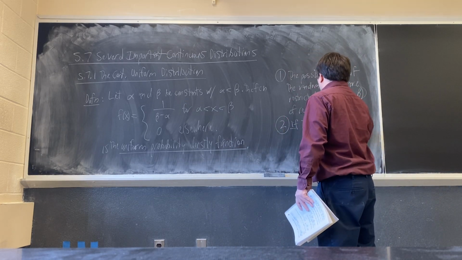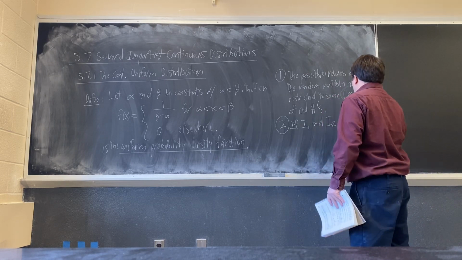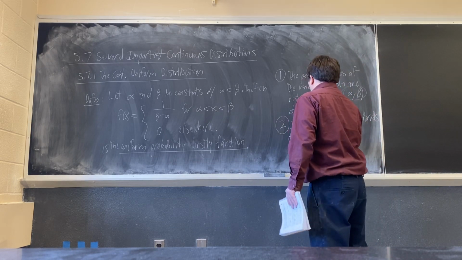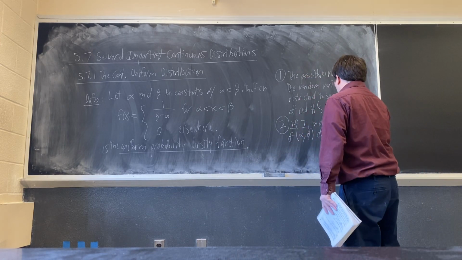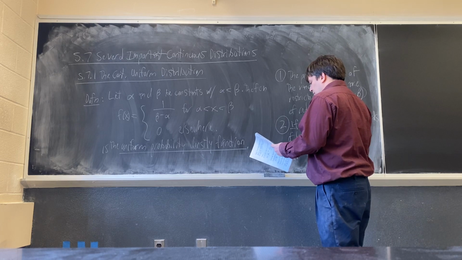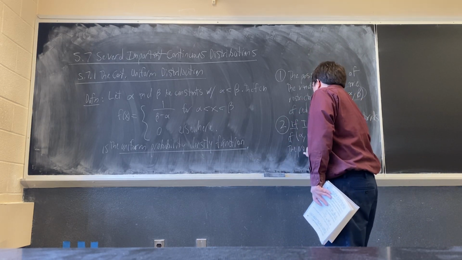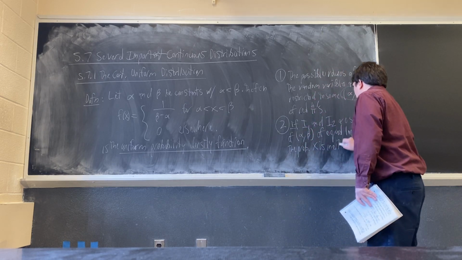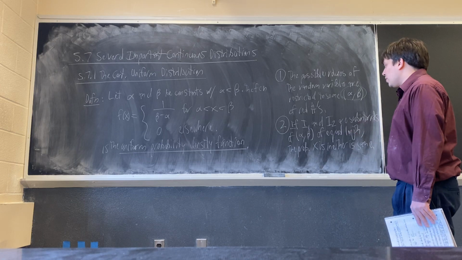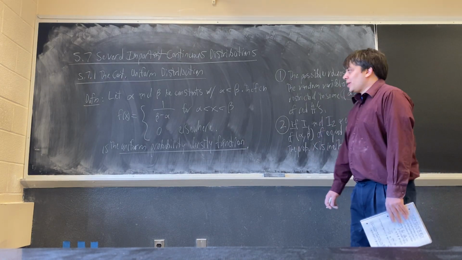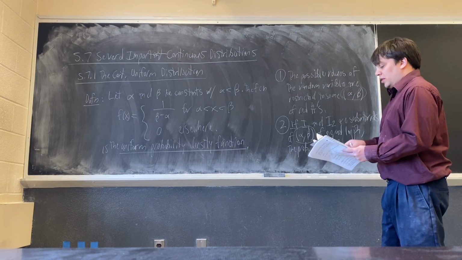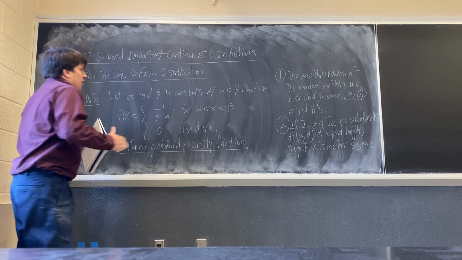And if I1 and I2 are subintervals of alpha, comma, beta of equal length, the probability that x is in either is the same. So the probability that the value of x is in I1 is the same as the probability that x is in I2 if they're subintervals of alpha, comma, beta and of equal length. Okay, so those are two properties here. So let's look at an example of this.